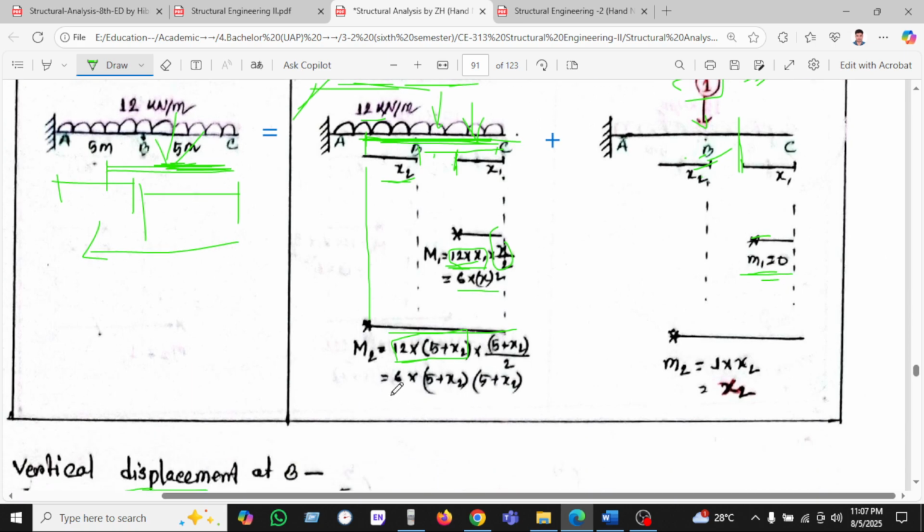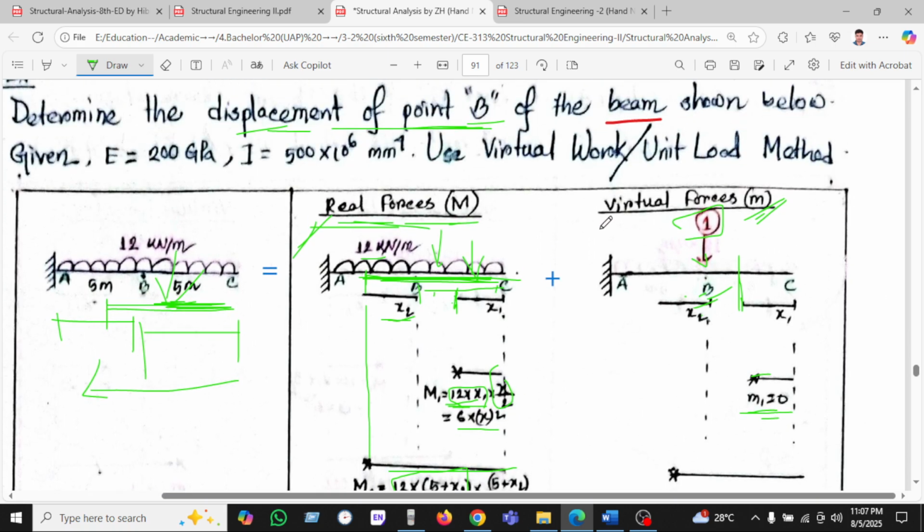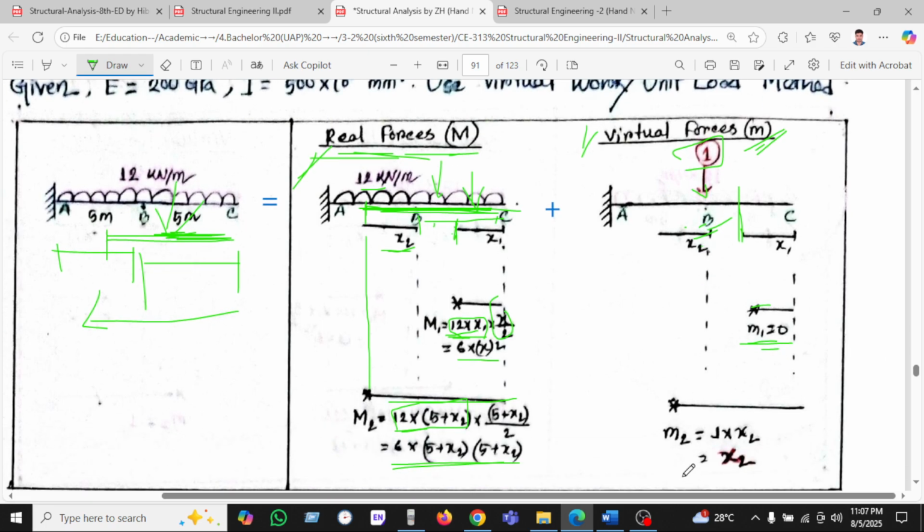Okay, so in this case we have found this equation. For the virtual forces, we have seen here one load is applied on point B. So for m2 we have been calculating from this point to this point, as per our requirement. I am taking the moment from here. There is no other load, only one kip load is applied, and the distance is x2. This is the small m2.